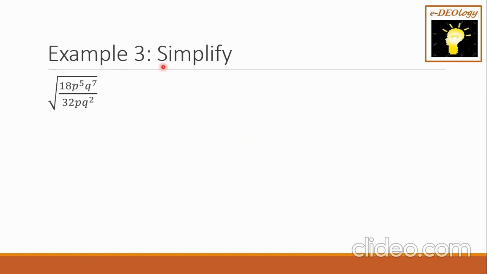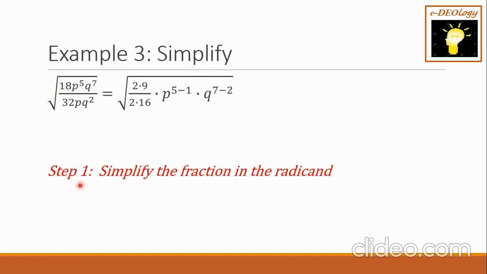Let's have example 3. Let us simplify this big radical, and inside is a fraction. The numerator is 18, p raised to 5, q raised to 7, all over 32p q squared. In step 1, we need to simplify the fraction. In here, we're going to group the numbers. We're going to group the variable p. We're going to group the variable q.